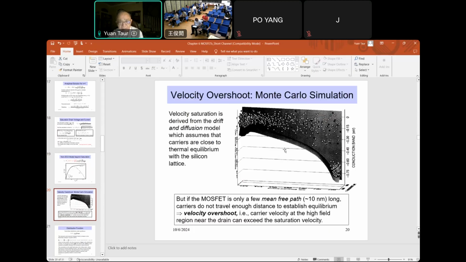So in that case, we can see this, the so-called Monte Carlo simulation. Okay. With drift diffusion, we assume that the carrier, this is the conduction band. Each particle, each sphere represents maybe 1,000 carriers or 10,000 carriers, whatever that is.